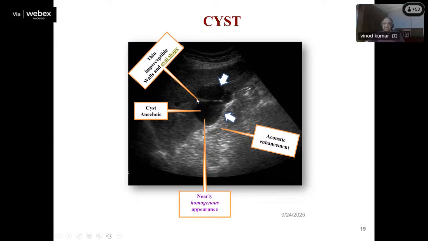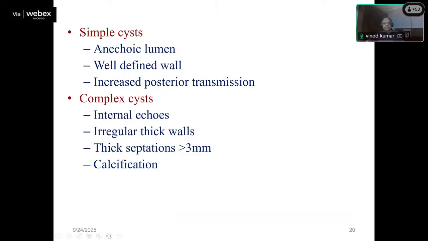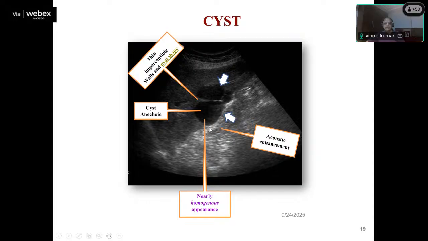Another thing is that the wall of this particular cyst is imperceptible, not clearly visible, and it is normally oval in shape. So we get an idea: oval shape, anechoic, acoustic enhancement, and nearly homogeneous. These are the characteristics of the cyst. So a simple cyst has an anechoic lumen, a well-defined wall, and increased posterior transmission.